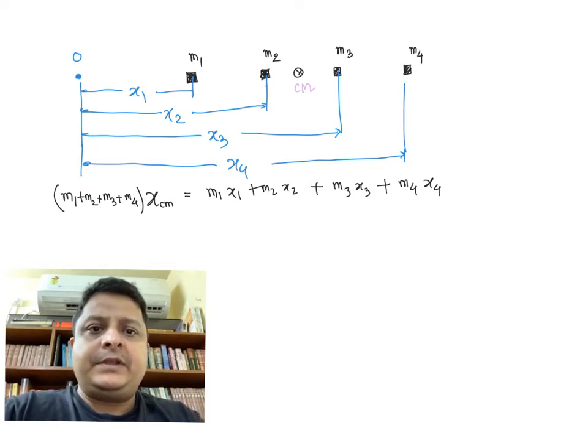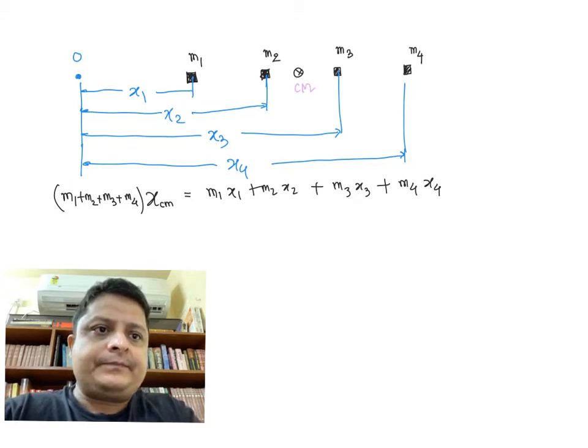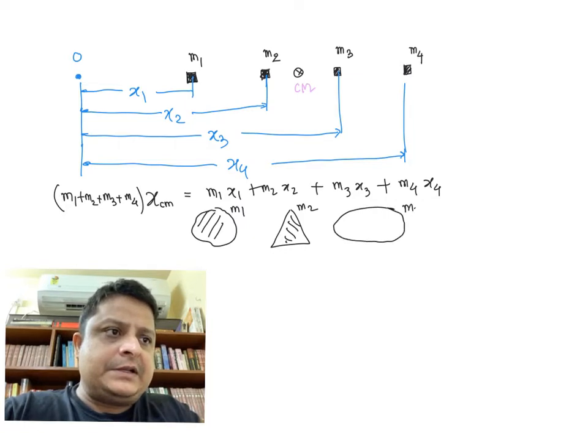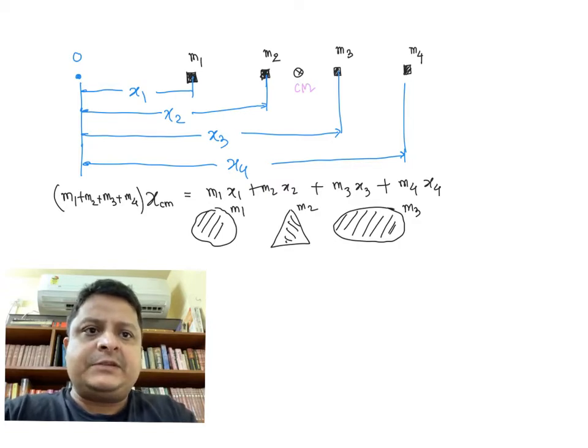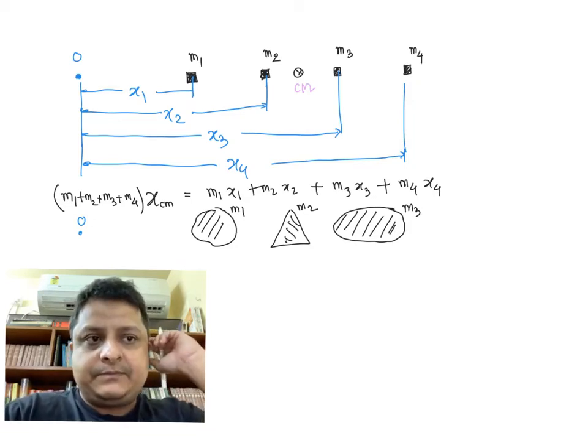Now instead of having these discrete particles, if we have bodies, say this is an extended body of mass m1, and this is one more extended body of mass m2, and let's settle down with three, and this is another extended body of mass m3, like this. Say with respect to a certain coordinate system, origin here. Now how to find out the center of mass of such a system?